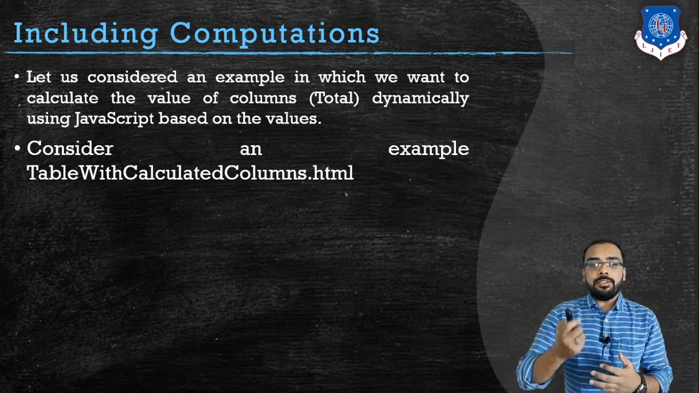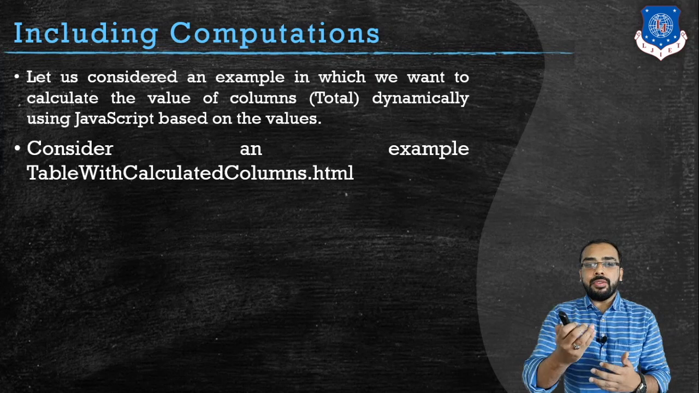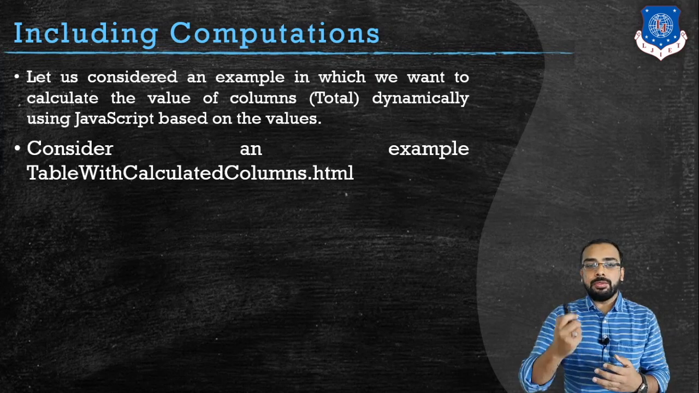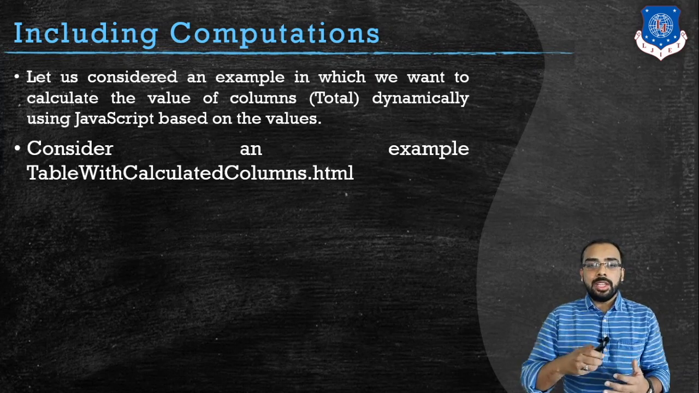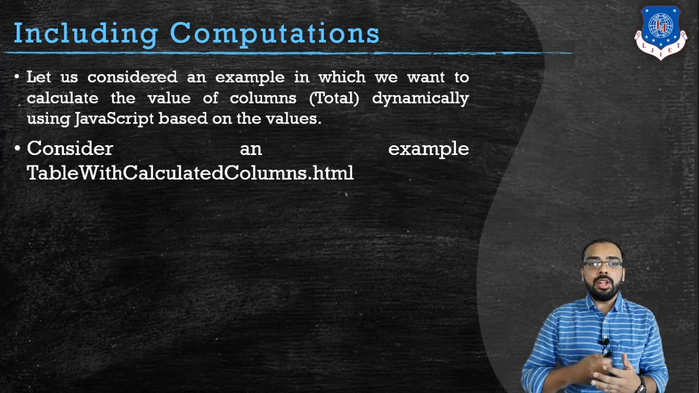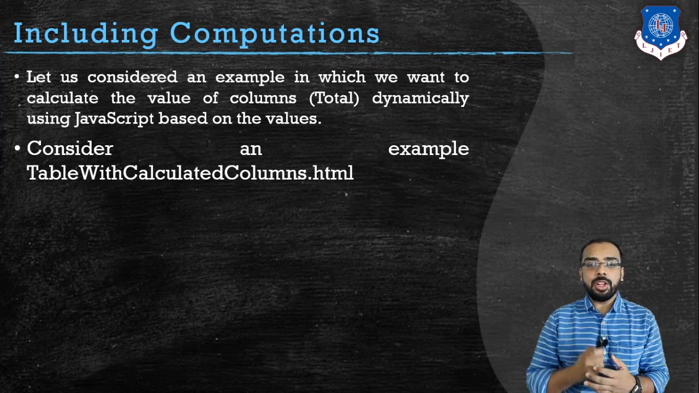Why do we require data computation? For example, if I have columns and, based on the values of those columns, I want to perform some computation. Say I have a column named age, and I want to perform the sum of all the ages present in my table. For that we require computation. How will we calculate this? For that we will use JavaScript. JavaScript will compute the values that are present and show us the total. In programming, we will see how we can include computations and how we can perform them.